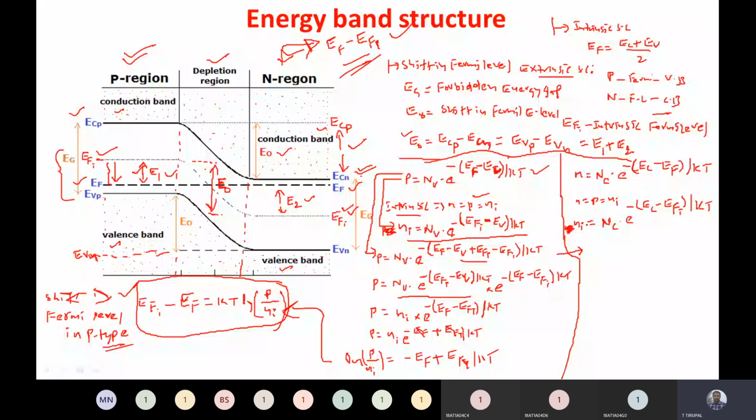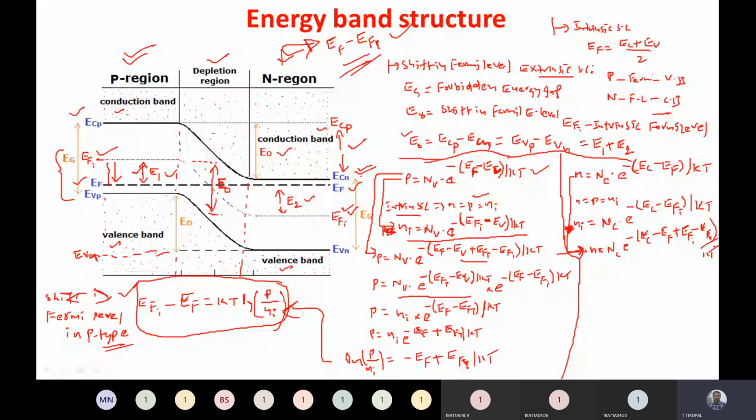I am writing n is equal to Nc into e power minus of Ec minus Ef divided by KT. So what we have to do? Subtract EFI and add EFI, so minus EFI divided by KT.